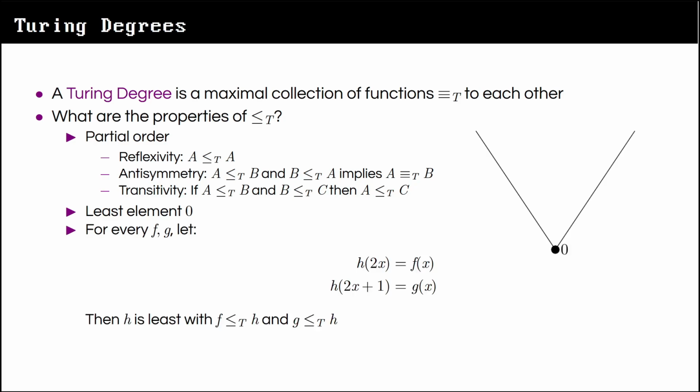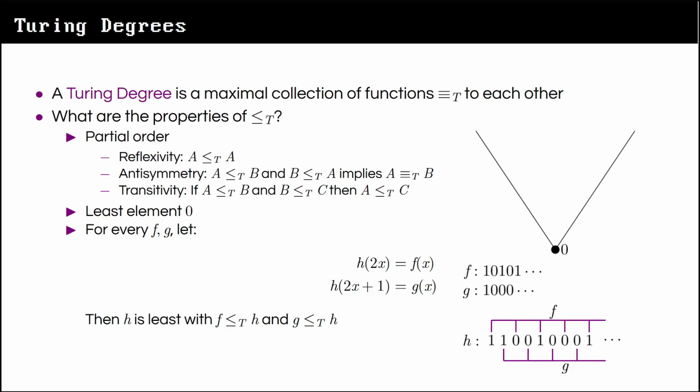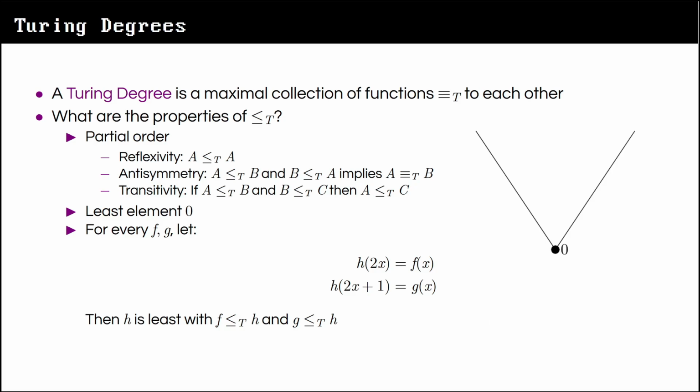Also, we can combine the computing power of any two functions. If we have two functions f and g, we can combine them into a function h that gives us the values of f on even inputs and the values of g on odd inputs. That is, we're interlacing the values. This h can of course be used to compute both f and g. You just access the correct values of h and it tells you the values of f and g that you're looking for. And it's the least powerful such function, a least upper bound in our partial ordering.